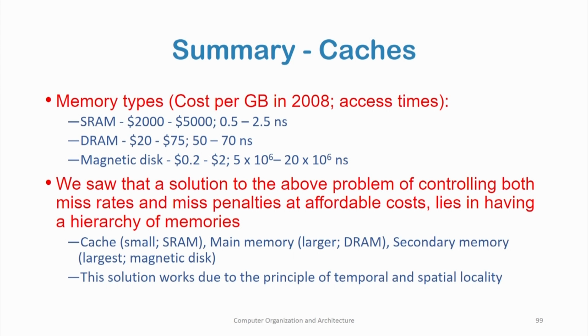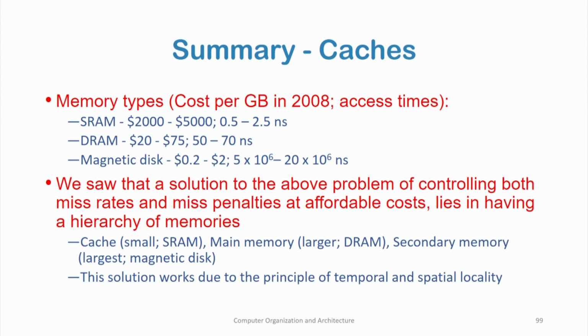DRAM, which is mainly used for the main memory, has a much lower cost per GB, only $20 to $75 compared to SRAM's $2,000 to $5,000, but its access times are also much larger than those of SRAM, 50 to 70 nanoseconds. For magnetic disks, the cost per GB is still much lower, 0.2 to 2.5 dollars per GB, but the access time is also much higher than main memory.